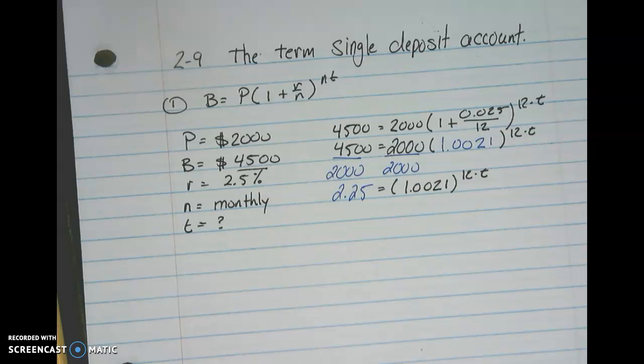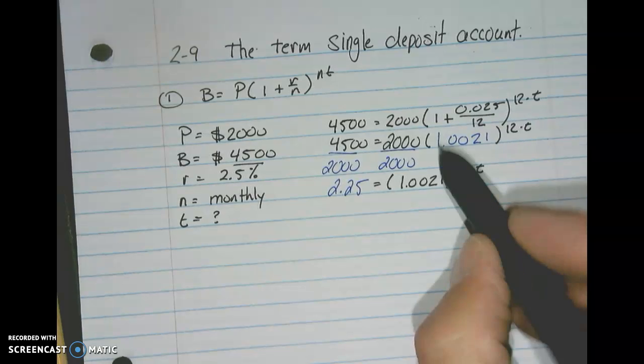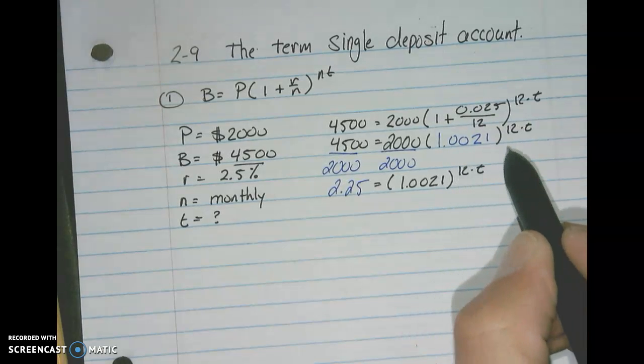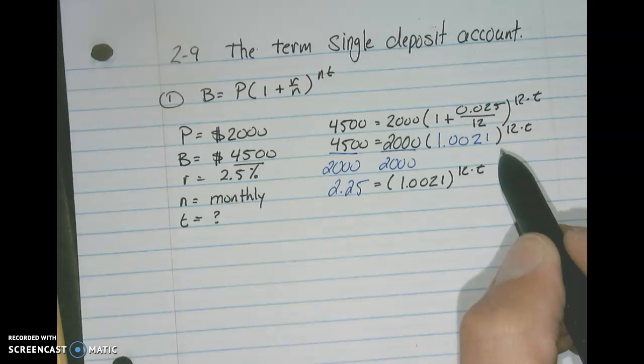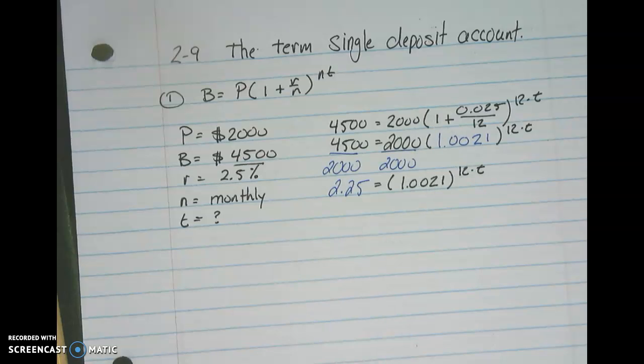I cannot, because the 1.0021 is being raised to the power of 12 times T. If I knew what T was and I could simplify that, then I could multiply it. Yes, ma'am. I'm about to show you.